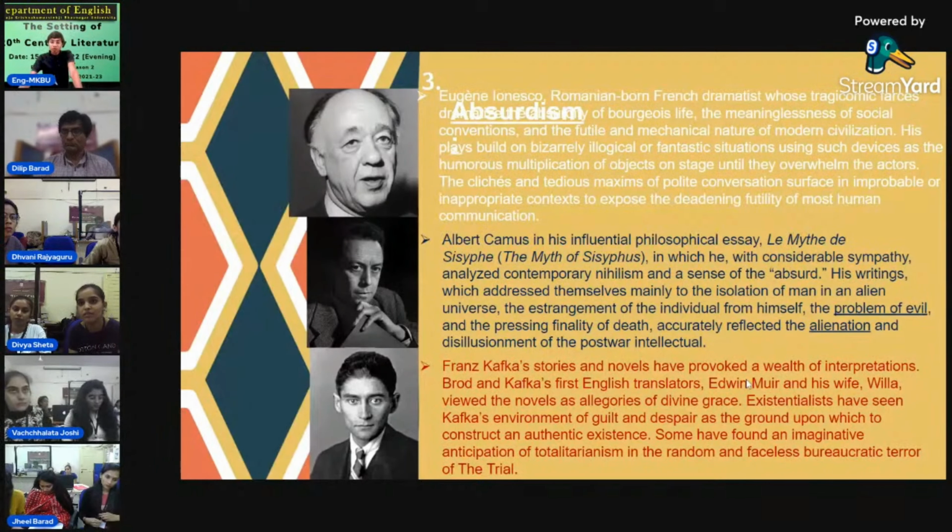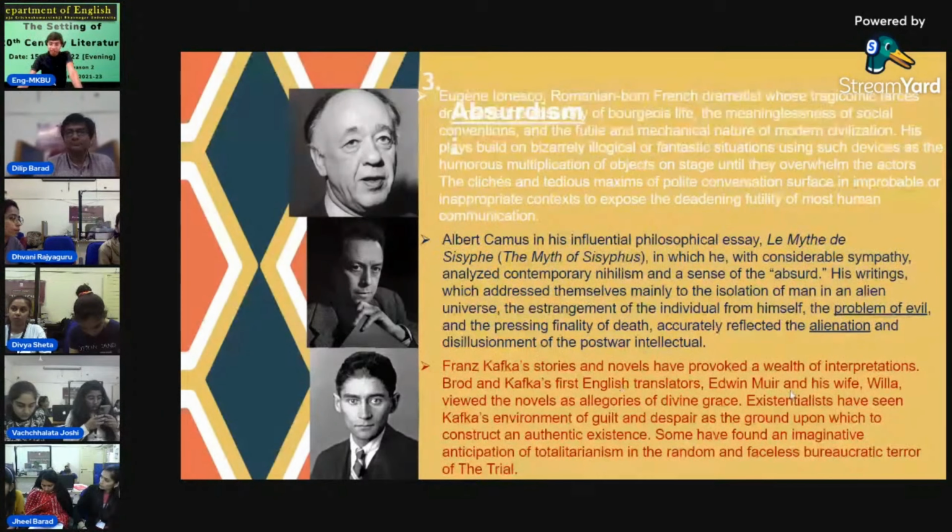Brod and Kafka's first English translators, Edwin Muir and his wife Willa, viewed the novels as allegories of divine grace. So they perhaps believed that whatever Franz Kafka is writing is coming from divine intuition. And existentialists have seen Kafka's environment of guilt and despair as the ground upon which to construct an authentic existence. Some have found an imaginative anticipation of totalitarianism in the random and faceless bureaucratic terror of the trial.